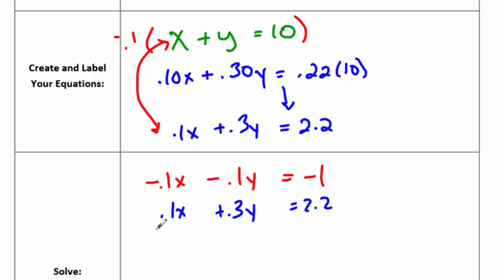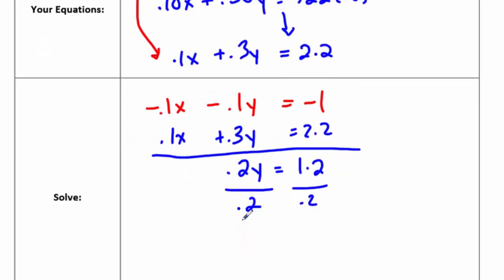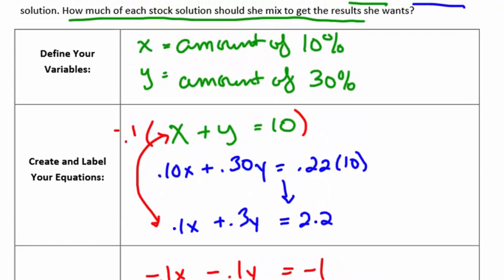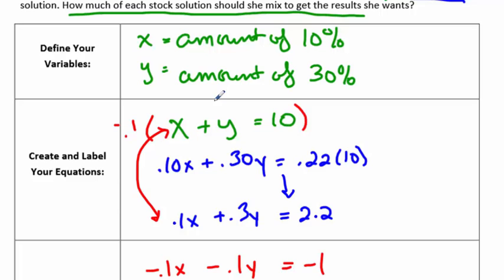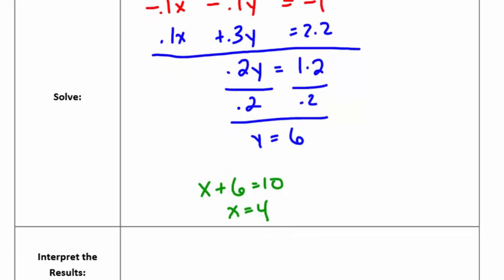So using the elimination method here, when you add these two equations up, the x's eliminate. The y's add to 0.2y equals 1.2. If you divide both sides by 0.2, you're going to get that y equals 6. I can use either of the equations to solve the x value. Since y is 6, let's go ahead and use the x plus y equals 10 equation to find out that x should be 4. And last, we'll interpret our results.